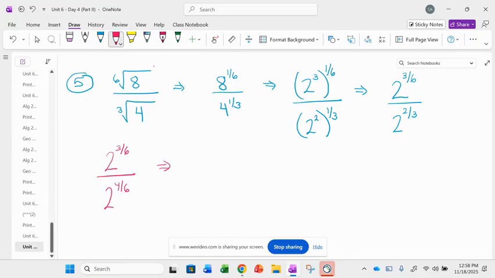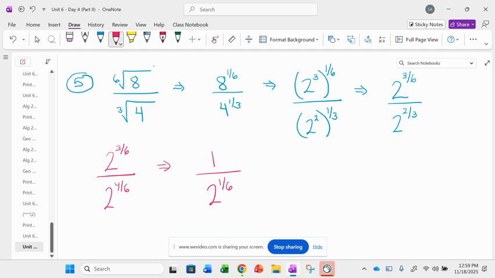Where is my quotient going? In the numerator or the denominator, and how do you know? Arav? Yeah. Since 4/6 is bigger than 3/6, it always goes wherever it is bigger. So we're going to have 2 to the 1/6 in my denominator and 1 in the numerator.